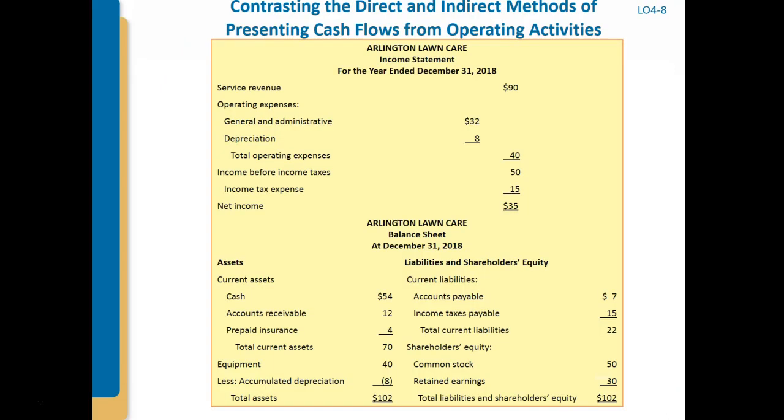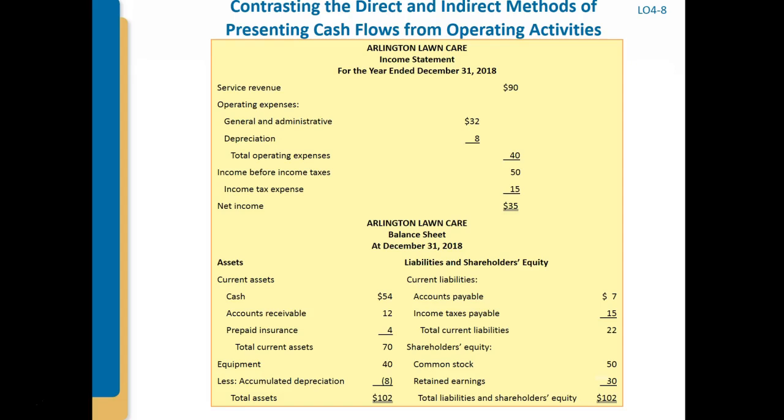So to contrast the direct and indirect methods, let's consider the example in this slide. Let's start with the direct method. So from the income statement, we see that ALC's net income has 4 components. 3 of those, the service revenue, general and administrative expenses, and income tax expense, affect cash flows, but not by the accrual amounts reported in the income statement. One component, depreciation, reduces net income, but not cash. It's simply an allocation over time of a prior year's expenditure for a depreciable asset.